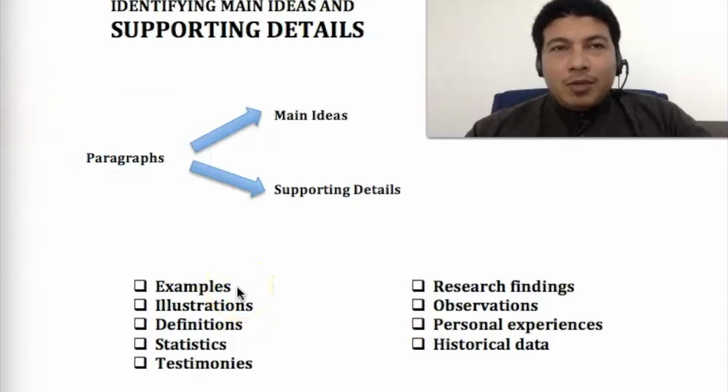Examples. Normally when we have examples, an example is given in a reading text to explain the topic sentence, to explain the main idea of the paragraph more effectively. And it can be brief, it can be elaborate, it can be long or short. And the keywords would be, for example, for instance, in particular. So those kinds of words would precede an example.